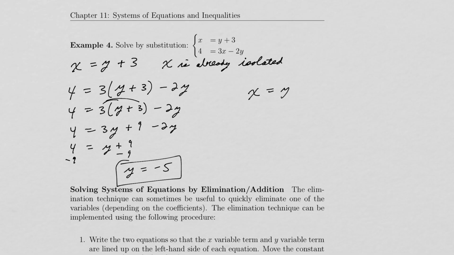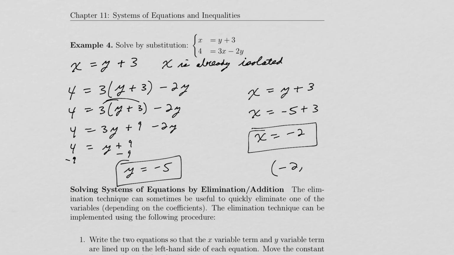x equals y plus 3. So where I have a y now, I'm going to put in a negative 5. And then what's negative 5 plus 3? That's negative 2. So x equals negative 2. So then the ordered pair, right, where the lines actually cross would be negative 2, comma, negative 5. That's where they would actually cross.